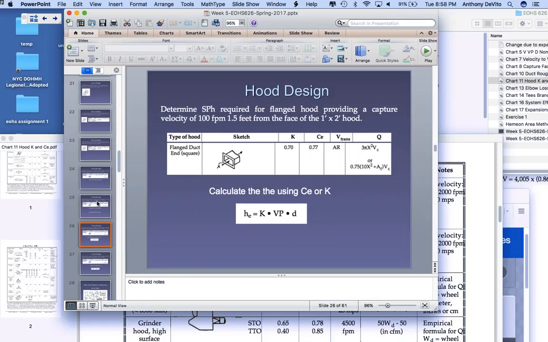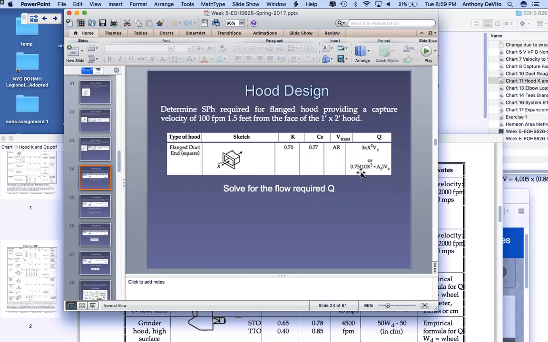Okay, so X is the distance that we're going to be working, which is 1.5 feet, right? The area of 1x2 is going to be 2 square feet. So it's going to be 0.75 times 10 times 1.5 squared plus the area, which is 2, times the capture velocity, which is 100 feet per minute. That will give you Q, how much air you have to suck to get that velocity at that distance from the front of that duct.